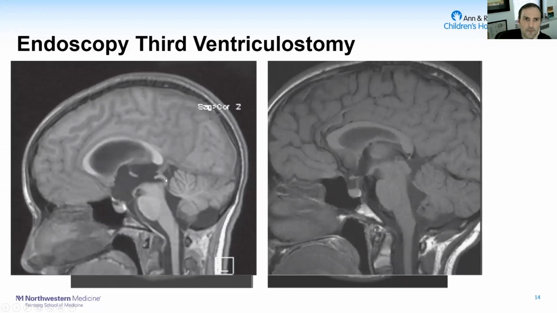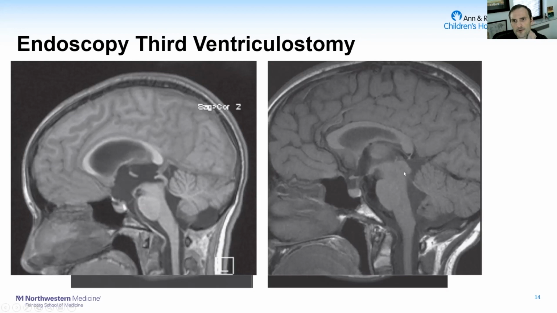And you can see before the ETV, this is a mid-sagittal view. The lateral ventricle is enlarged and the third ventricle is enlarged. The floor of the third ventricle here is kind of bowed downward. And that's a sign that we had a communicating hydrocephalus above the tentorium. But look at the fourth ventricle. The fourth ventricle here is normal size. So this is hydrocephalus related to aqueductal stenosis, the number one indication for ETV.